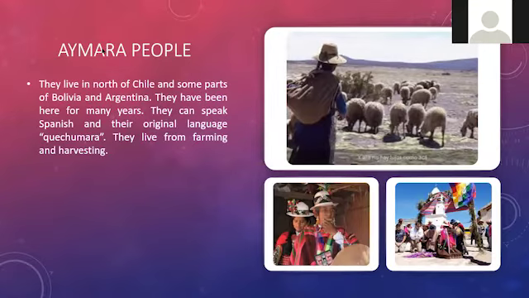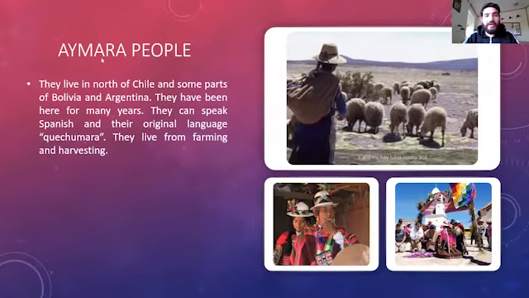Aymara people. They live in the north of Chile and some parts of Bolivia and Argentina. They have been here for many years. They can speak Spanish and their original language, Quechumara. They live from farming and harvesting. One little correction is live, okay? They live from. But everything else was correct, excellent. Thank you very much, Martina. I really appreciate that.